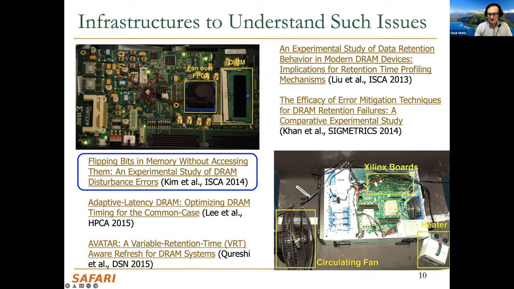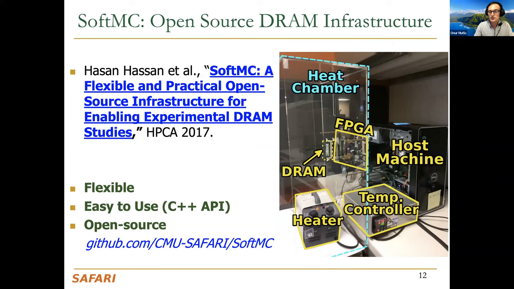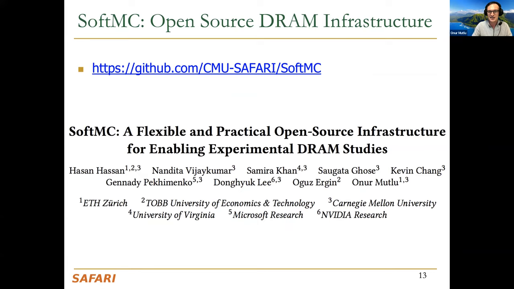Okay, so let me mention this infrastructure. This is where we did a lot of the RowHammer testing. This is a more scaled up infrastructure that enables us to test many memory chips concurrently. We released this infrastructure as an open source infrastructure, which is relatively easily programmable using the C++ API. We will release a newer version of it soon as well. But you can download this older version that can test DDR3 chips. We'd be happy to support it, and we'd be happy to get any feedback to improve the infrastructure as well.